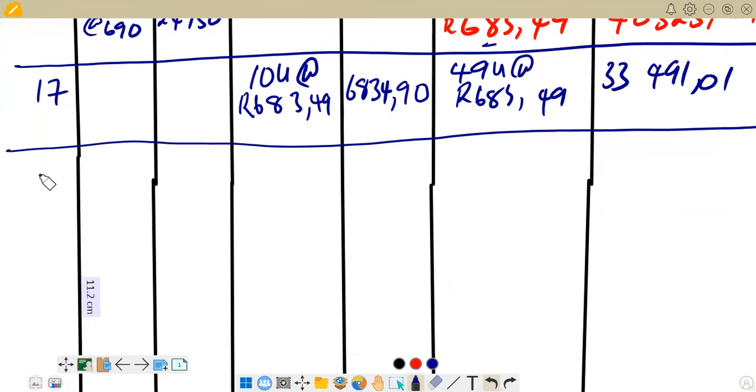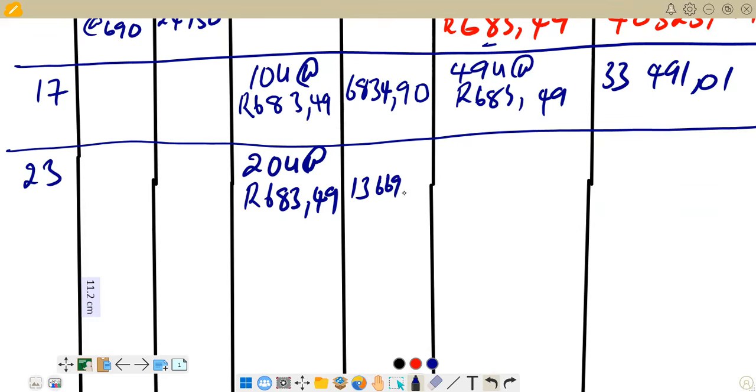Right, we are now on the 23rd. We are still on the column of issued, and we have 20 units, and we are still using the previous weighted average, 683.49. And then on the value, we are multiplying 20 times 683.49, and you get 13,669.80. So this is what we have.